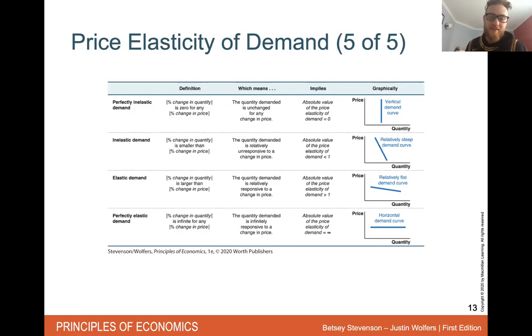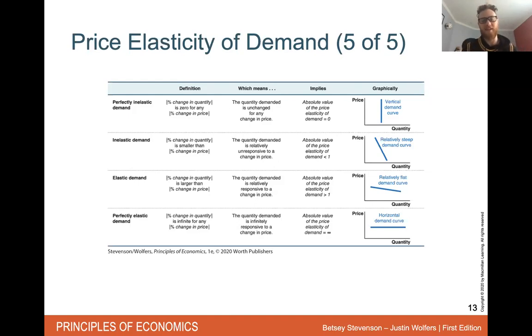Elastic demand: the percent change in quantity is larger than the percent change in price. So the quantity demanded is relatively responsive to a change in price. The absolute value of the price elasticity of demand is greater than 1. So you have a relatively flat demand curve, which we saw on the previous slide.